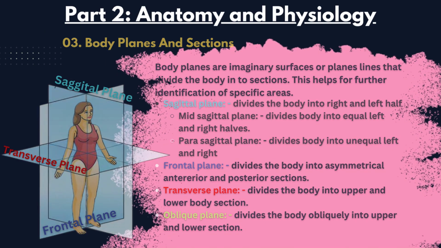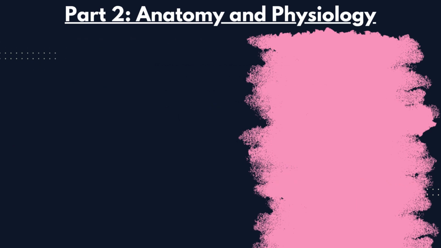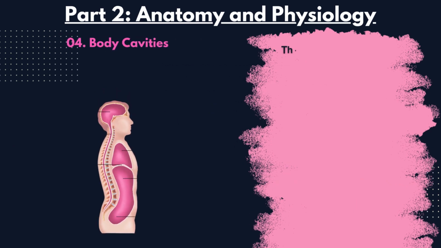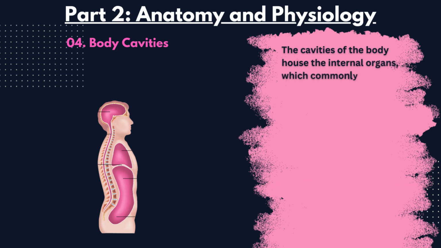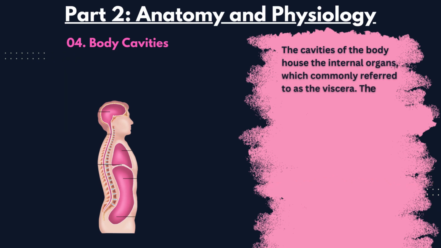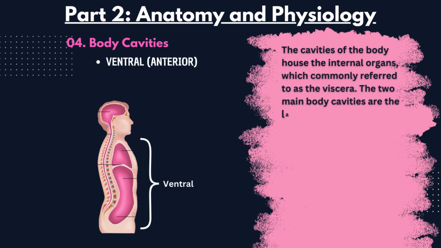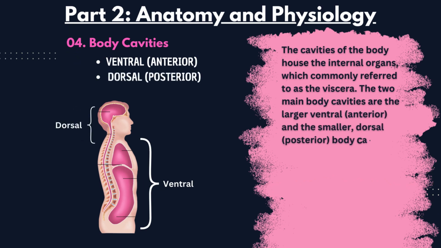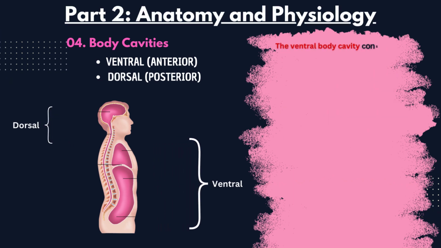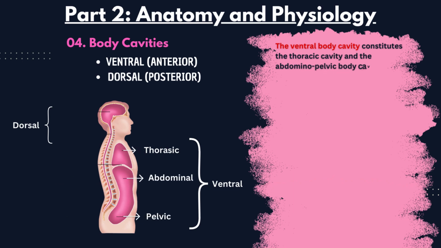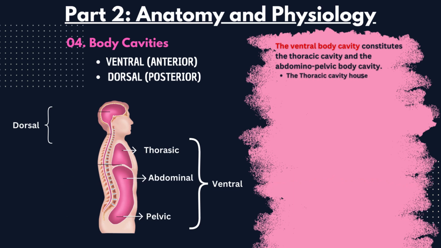Now we'll move on to our fourth and last section of the video, that is body cavities. The cavities of the body house the internal organs, which are commonly referred to as the viscera. The 2 main body cavities are the larger, ventral, anterior, and the smaller, dorsal, posterior, body cavity. The ventral body cavity constitutes the thoracic cavity and the abdominopelvic body cavity. The thoracic cavity houses lungs and heart.